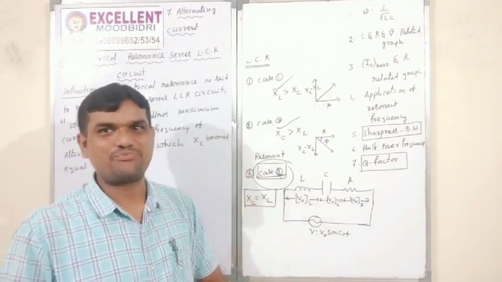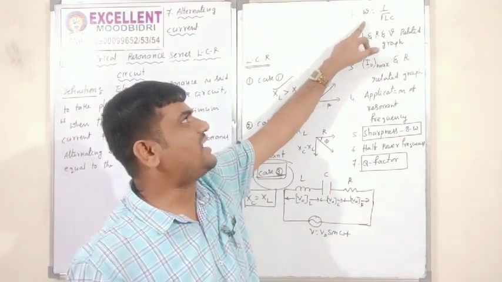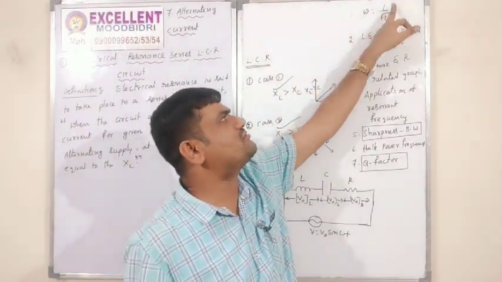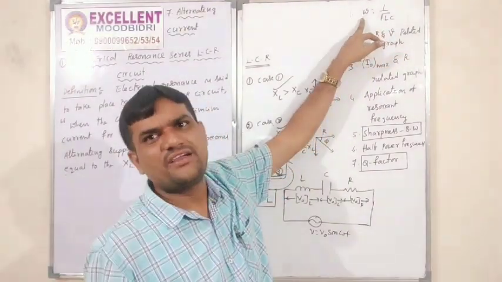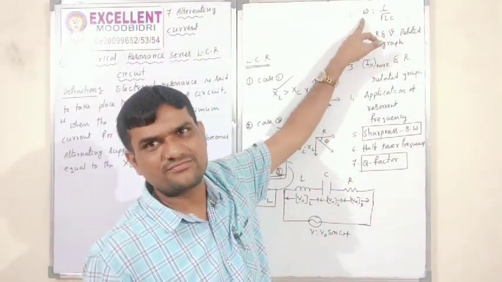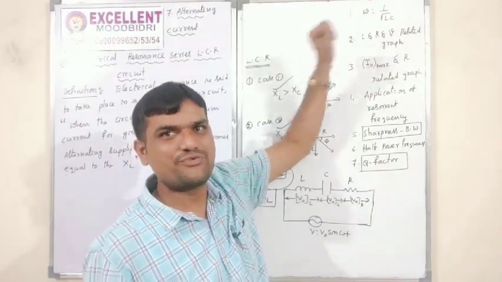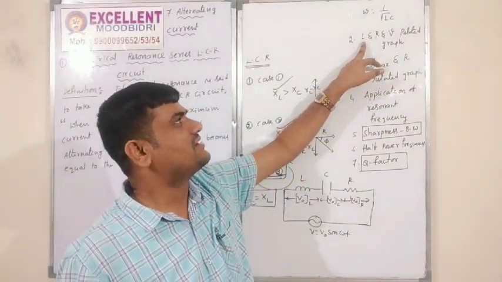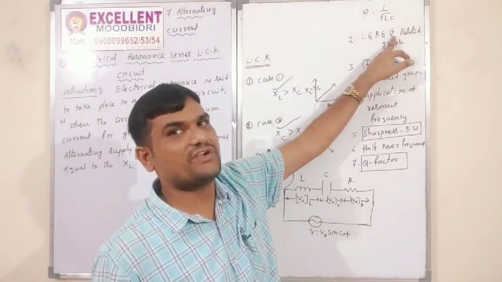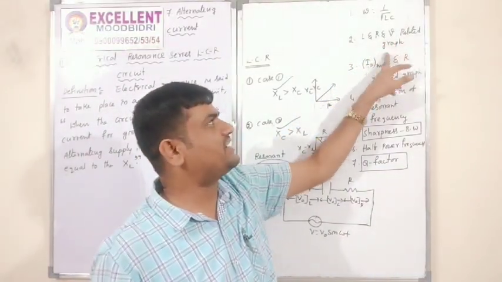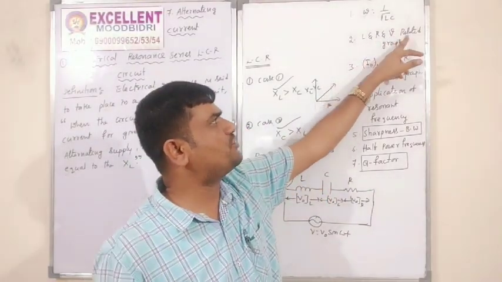In this topic, the first question is the definition, and show that omega is equal to 1 by root over LC. This is the angular resonant frequency. Similarly, what is the second question I have given? The graph relating R, L and frequency nu.